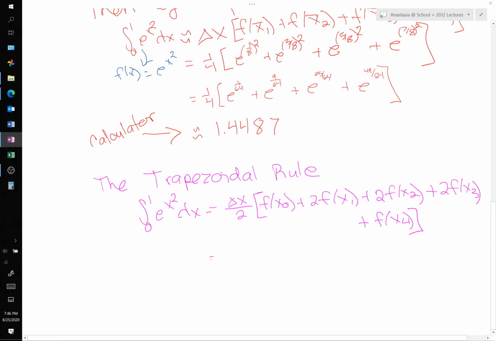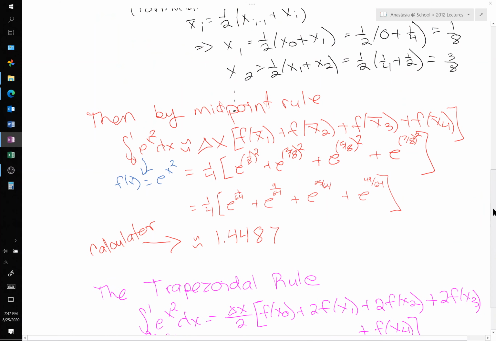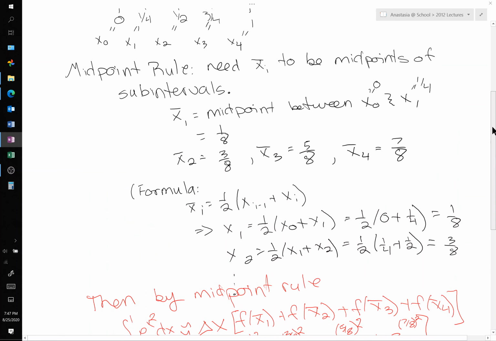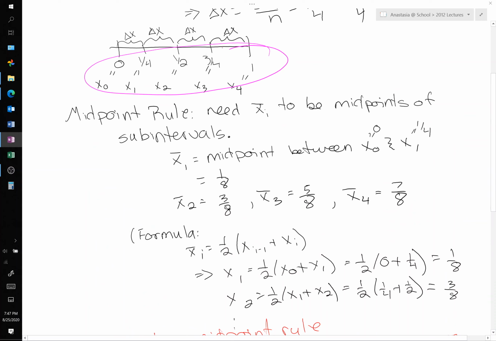Okay, so delta x is 1/4. We divide that by 2. Remember, f of x is e to the x squared. x0 was 0, so we end up with e to the 0 squared plus 2 e to the, f of x1 was 1/4. It's not visible on the screen anymore, but we could scroll up and look at our previous work at the top here. We're talking about the x values, okay? Not the x bars. The x bars are only used for the midpoint rule because they're midpoints of the subintervals. We just want these x values: 0, 1/4, 1/2, 3/4, and 1.